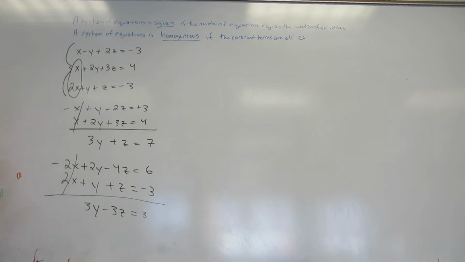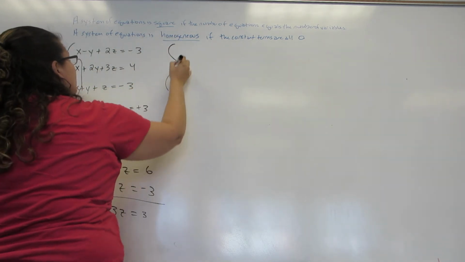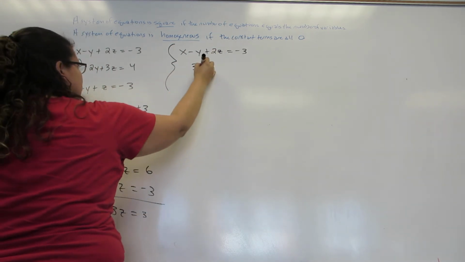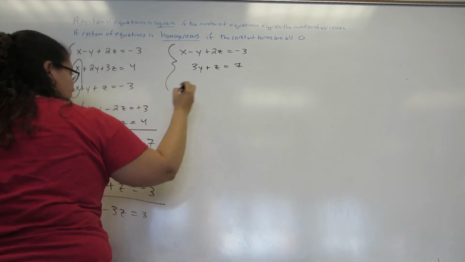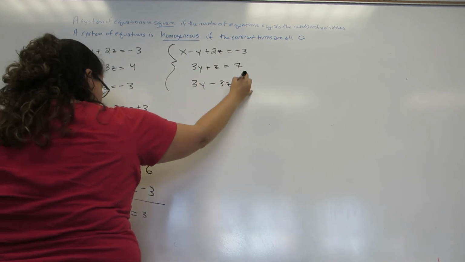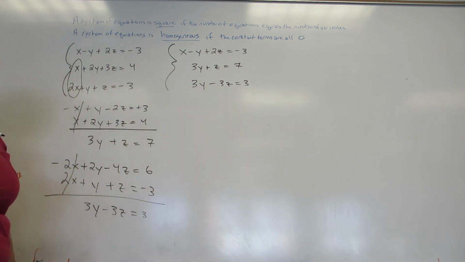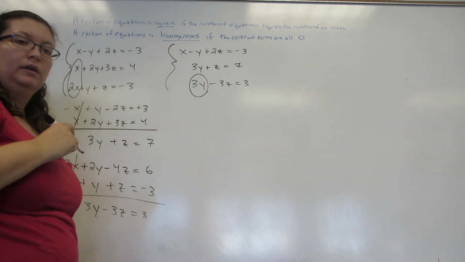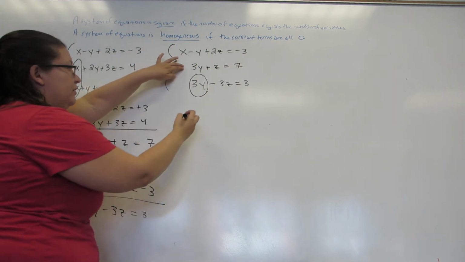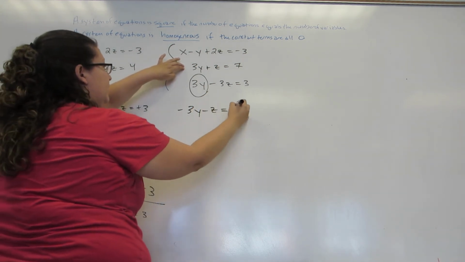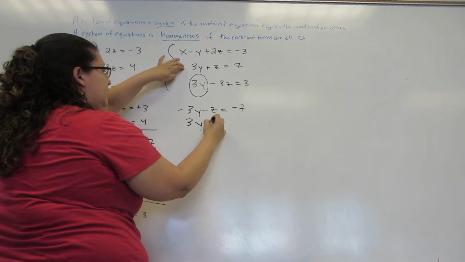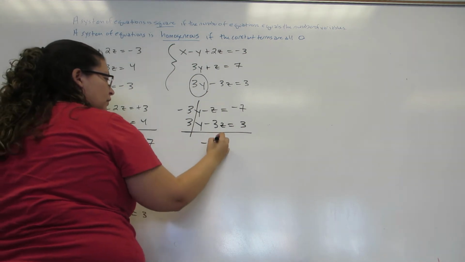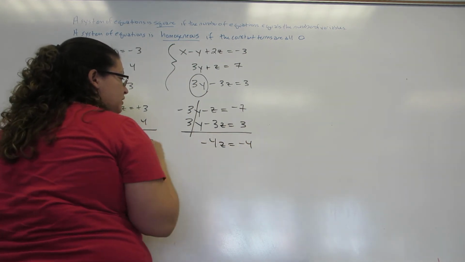So now, instead of solving this system, I'm going to solve an equivalent system, one that has the same solution set, but is a little bit easier to solve. Now, my next goal is to get rid of this y term. I notice that if I multiply the second equation by -1 and add it to the third equation, the y terms cancel and I get an equation with just z in it.